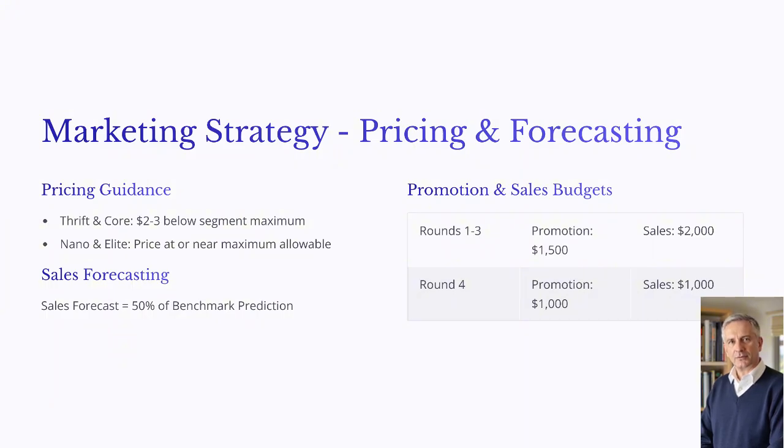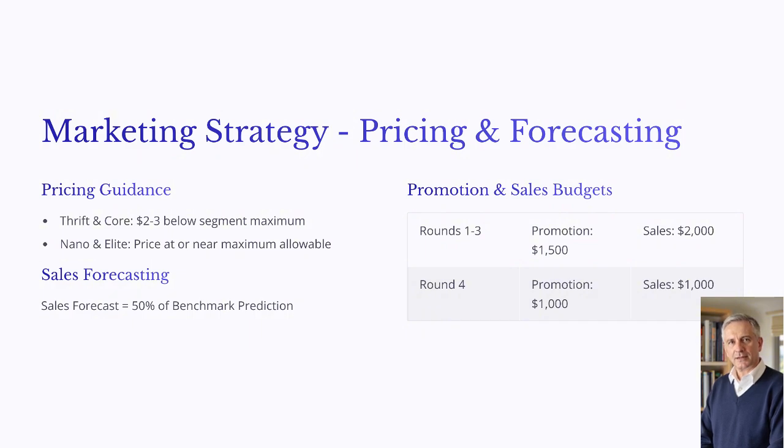Pricing guidance. Thrift and Core segments: set prices $2-3 below the segment's maximum to increase competitiveness and drive higher sales volumes. Nano and Elite segments: these premium segments tolerate higher pricing, so price at or near the maximum allowable.